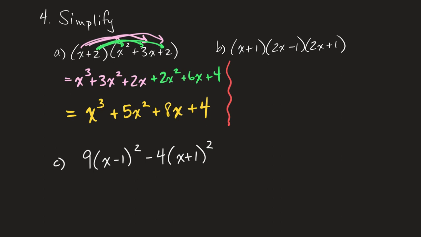Okay, let's take a look at B now. Well, I notice that I have 2 things times 2 things times 2 things, but I also notice I've got a triple product.